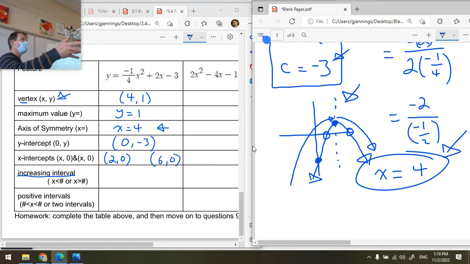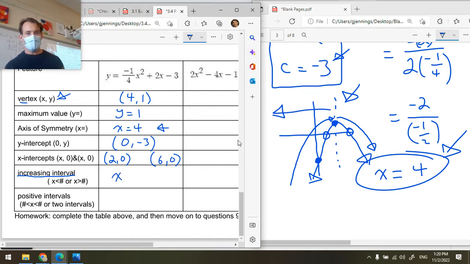So this eraser rises until it falls. It has an increasing interval and then a decreasing interval. And the vertex is what separates the increasing interval from the decreasing interval. So the increasing interval here is all values of x that are less than 4. So I would say here, x is less than 4. That's the interval where this parabola is increasing. Once it gets to the vertex, it starts decreasing after that.